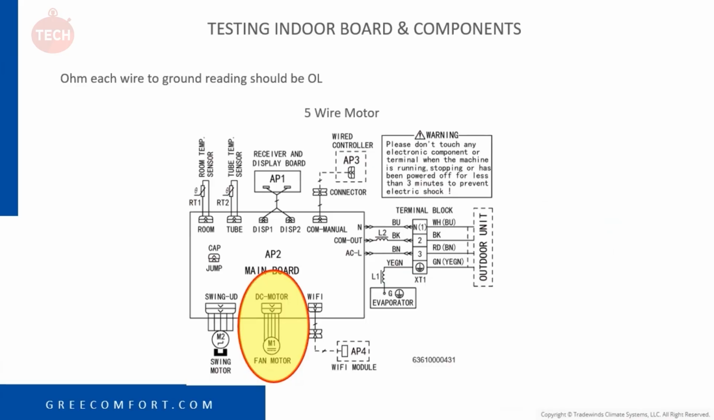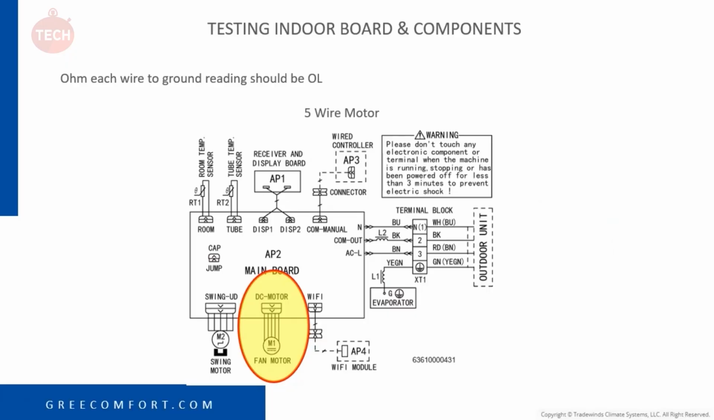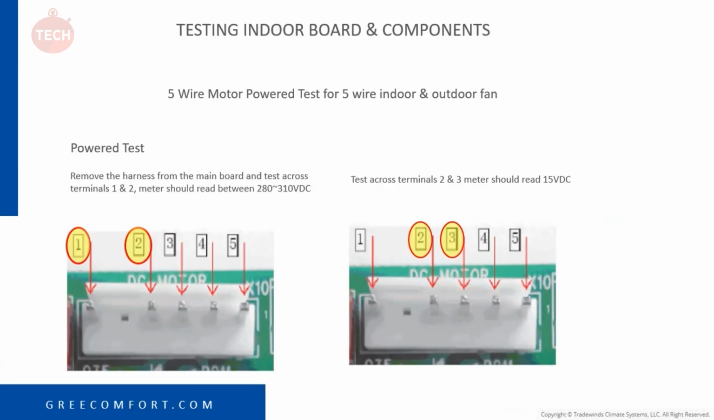If we have the 5-wire fan, again, we do the same as we did for your outdoor 5-wire fan. We are going to ohm each leg to ground, and if it reads OL, then that fan motor is not shorted. Here's the power test for the 5-wire indoor and outdoor fan.